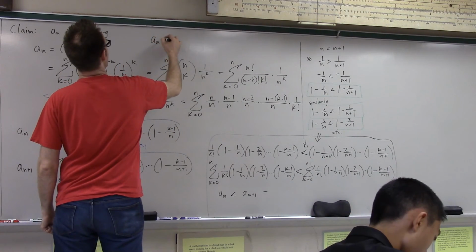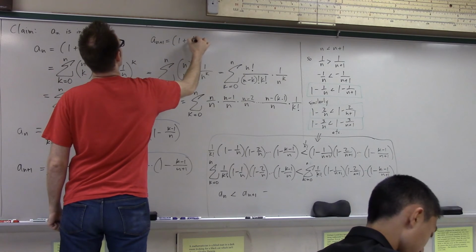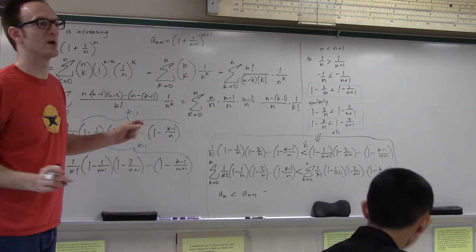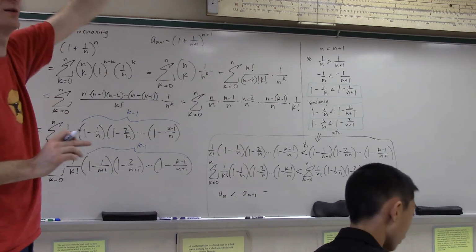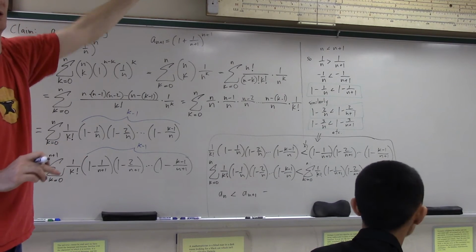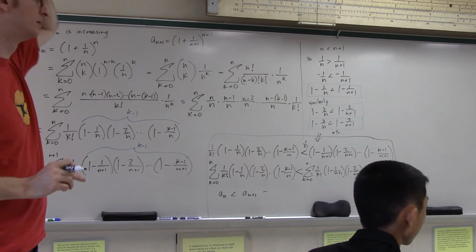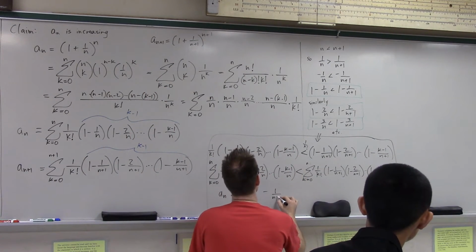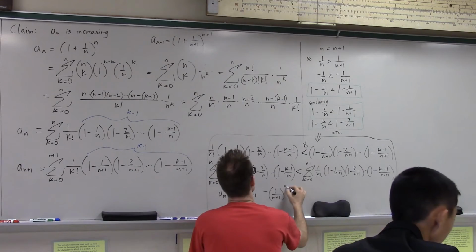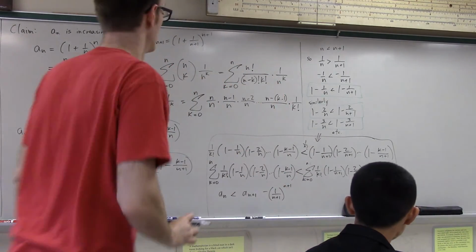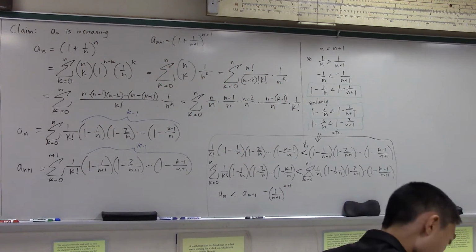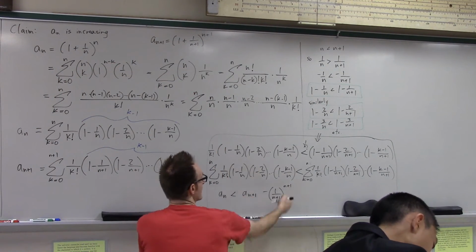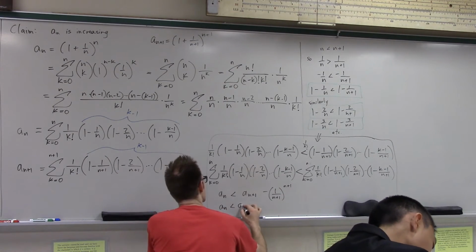If you think about it, a sub n plus 1 is going to be 1 plus 1 over n plus 1, to the n plus 1, just using what you know about the binomial theorem. What does the last term look like? It's the k equals n plus 1 term. Yep, it's 1 over n plus 1 to the n plus 1, which is obviously positive. Everything's positive here. Thus, if a sub n is less than this minus something, then it's certainly less than it.